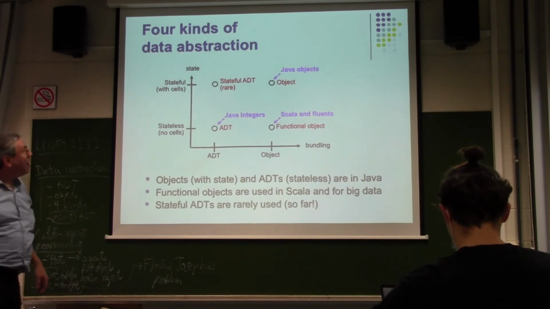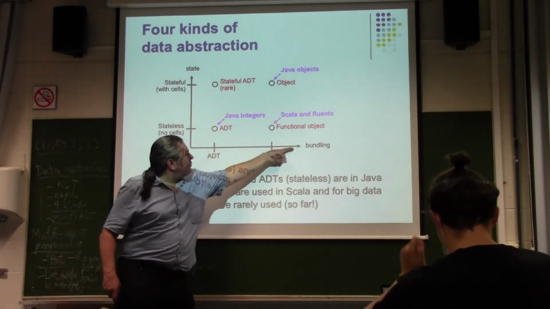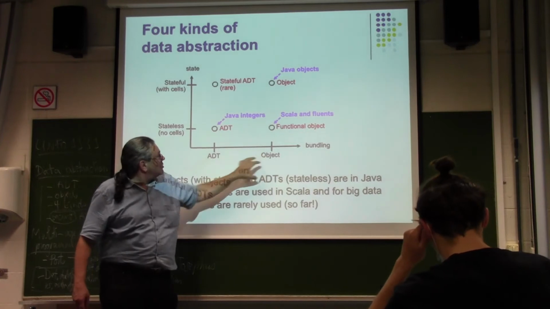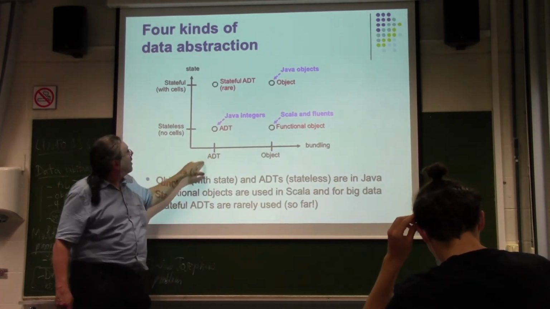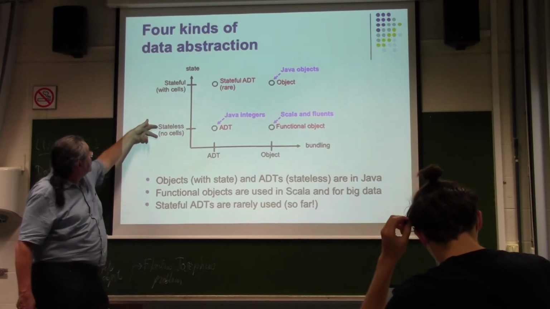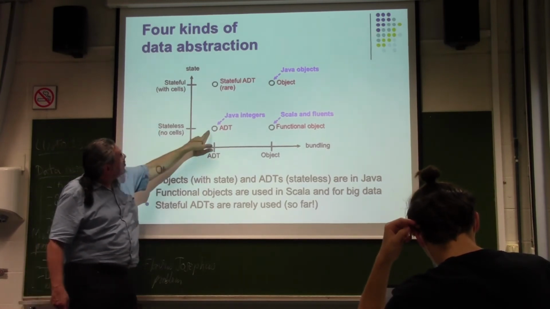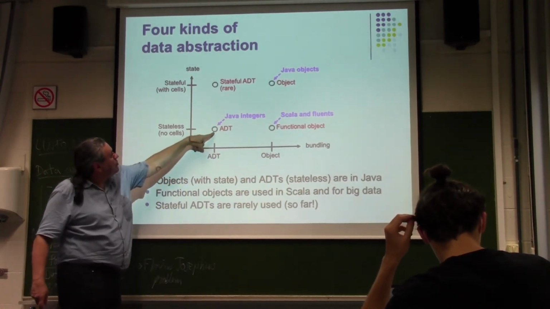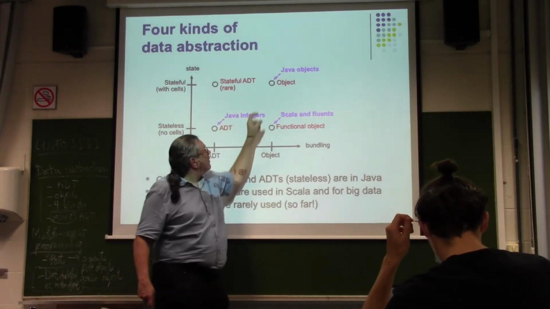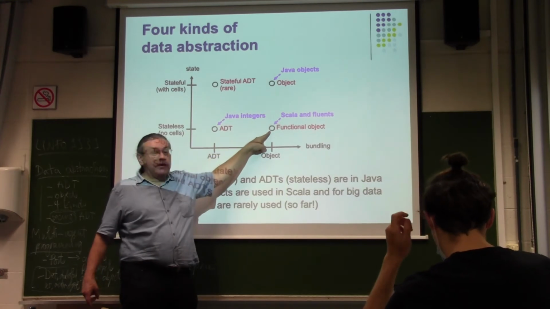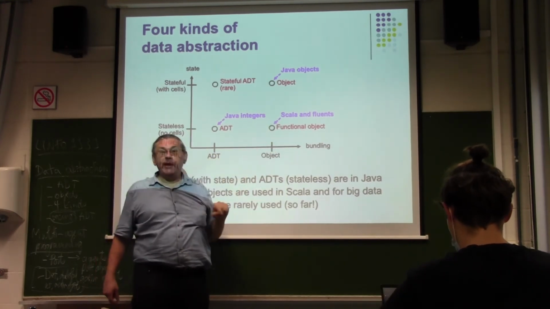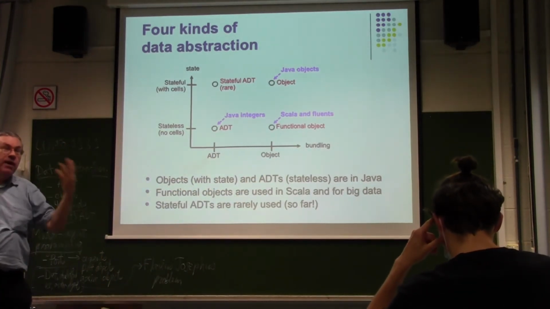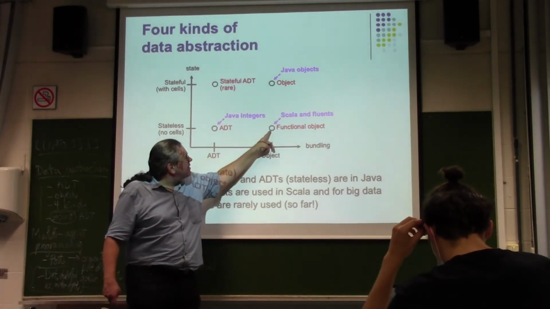So if you make a graph, here on the horizontal, you can see whether the things are grouped together, which I call bundling. When they're grouped together, they're objects, and when they're separate, they're abstract data types. And here it's whether they have no state, or no cells, or cells inside. So you have these 4 different kinds. This one is like Java integers, this one is like Java objects. But here, these functional objects are funny. It used to be that nobody used them. This is exactly like Java objects, but you cannot update them. It's weird. So I will show you how these guys work.